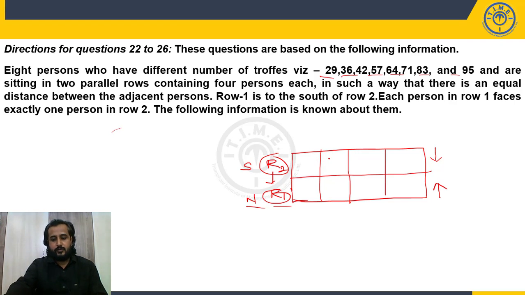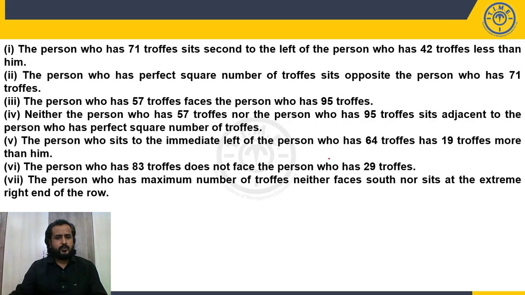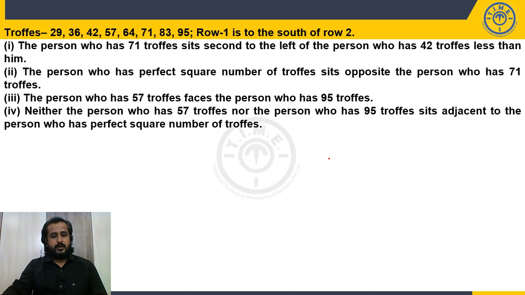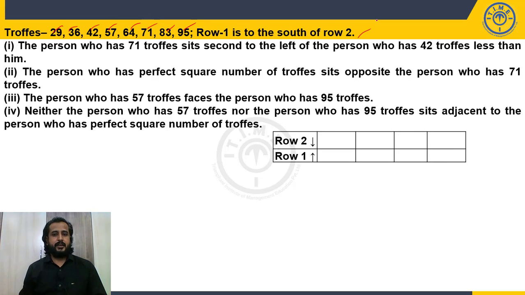Let's see what clues are given. We have a total of 7 clues. So let's do one thing. First we'll take some clues and go ahead with the arrangement, and then we'll go with the remaining clues. So we have taken 4 clues initially. Trophies and numbers are given: 29, 36, 42, 57, 64, 71, 83, 90. Row 1 is to the south of row 2. So this will be my basic arrangement, right? Row 2 is north, row 1 is south. Now I need to freeze the values.